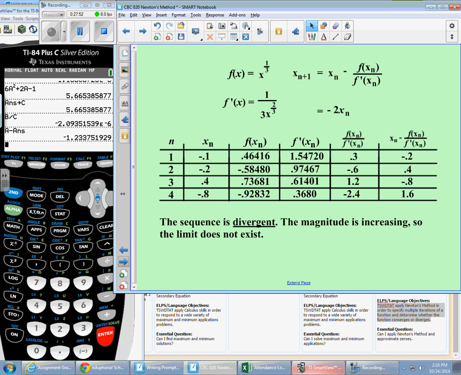The magnitude of the gaps between the results of Newton's method, the iterations of Newton's method, is getting larger and larger when it should be getting smaller and smaller. So there is no limit to this problem, is basically what we're saying with a divergent series.